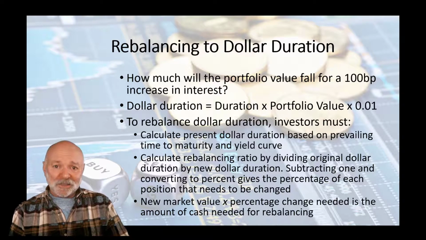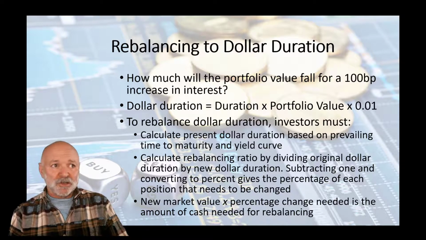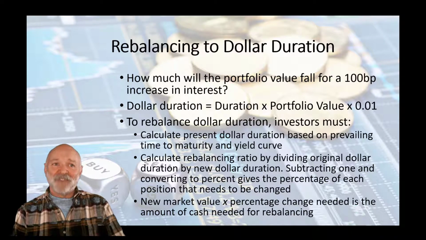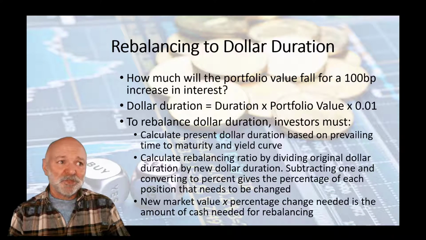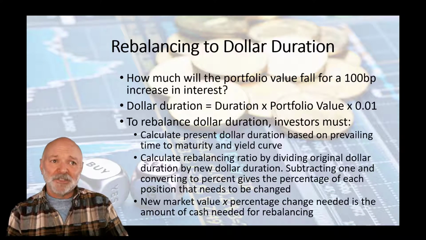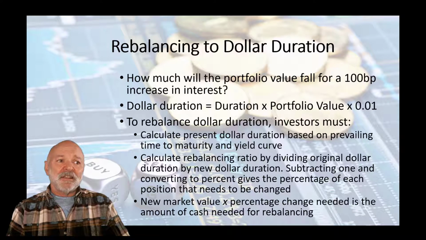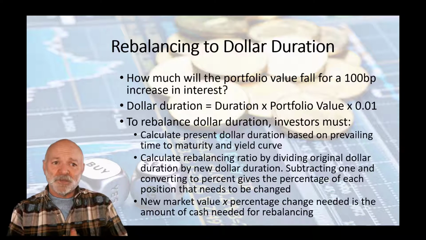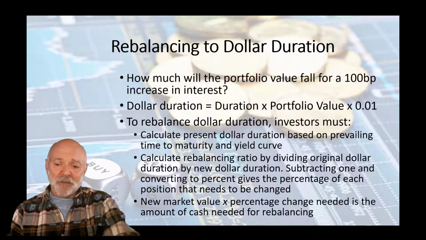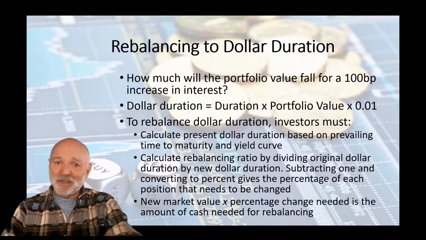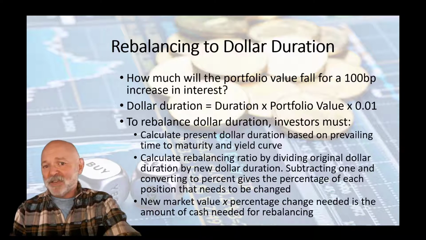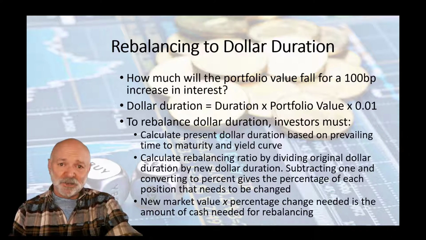To rebalance for dollar duration, we need to calculate the present dollar duration value based on the prevailing time to maturity, calculate the rebalancing ratio, and then take the new market value times the percentage change, and that will give you the amount that we need to rebalance. We don't do that exercise in this course. It's something I actually do talk about in one of our international finance courses.